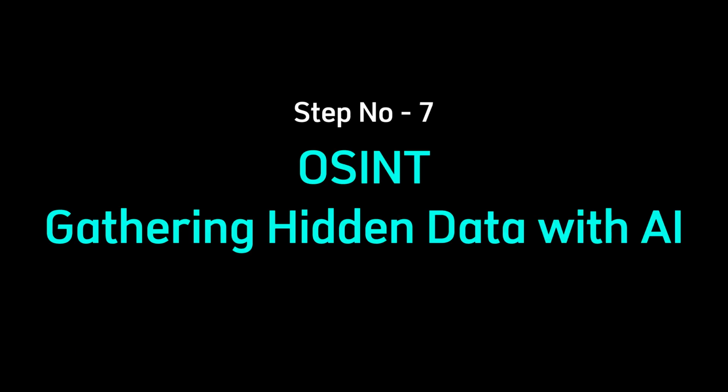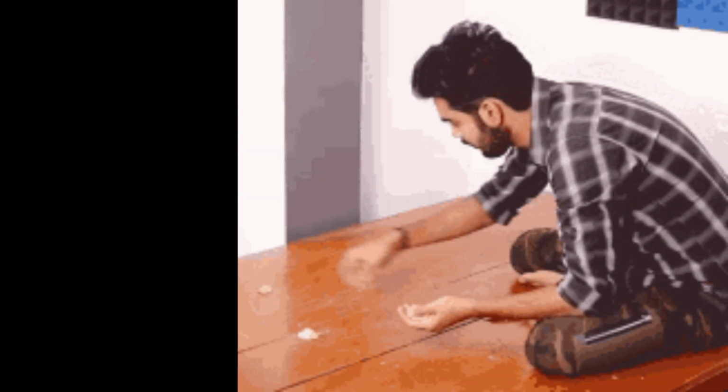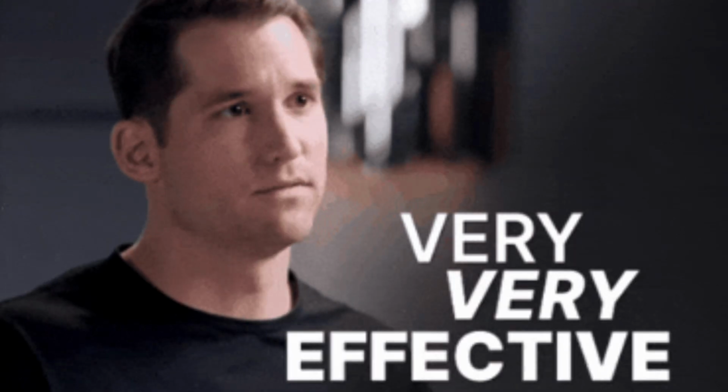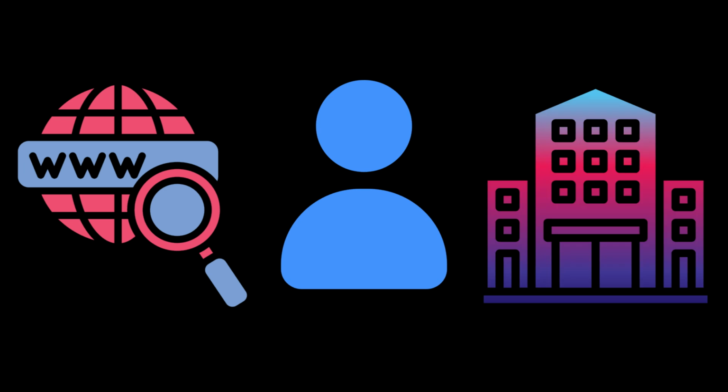Step 7, OSINT, gathering hidden data. With AI, the real move of any hacker is OSINT. That means collecting information about your target without ever touching it. It's silent, smart, and often ignored. But with AI, it becomes deadly effective. You start with something simple, a domain name, a username, maybe just the company name.